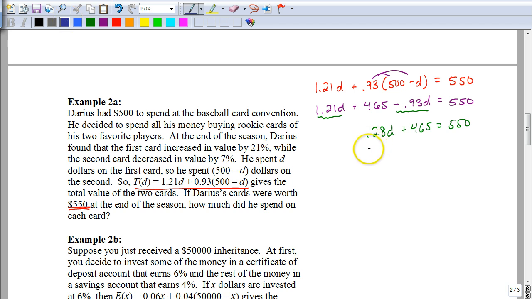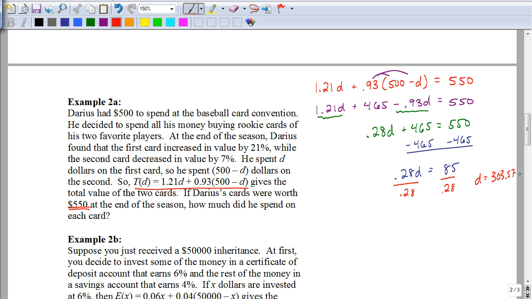So next I would subtract my 465 from both sides. So I'm left with 0.28D equals 85. And lastly, I'm going to divide both sides by 0.28 to get the D by itself, which gives me 303.57.